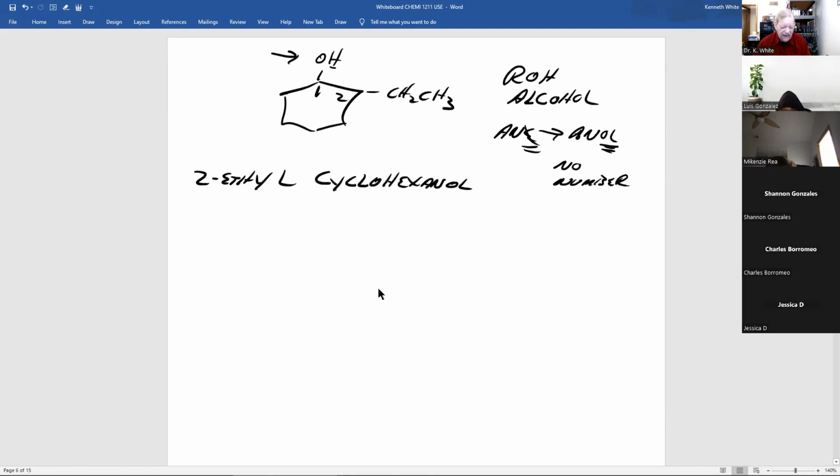Now, one thing I should have mentioned for test number 1, and it's true here, you only use ortho, meta, and para for benzene, aromatic compounds, not cyclohexane. This would not be ortho-ethylcyclohexanol. No, ortho, meta, and para are only used for aromatic compounds, which this is not.